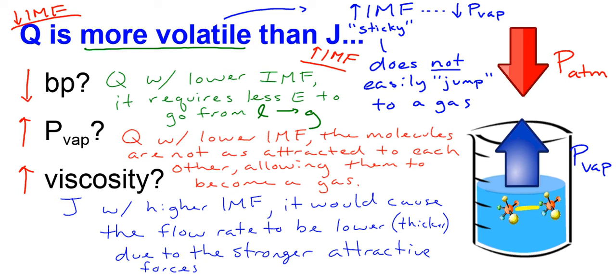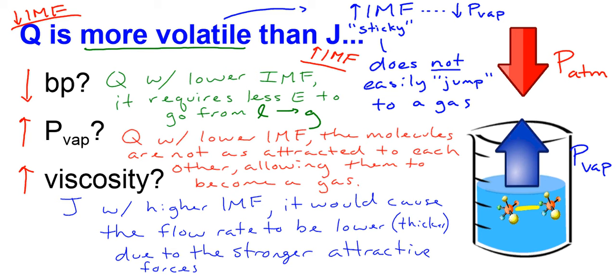And lastly, viscosity. If you want a greater viscosity, that means that a BB or whatever would flow through it slower. It would take longer. The liquid would be thicker. J would be the higher viscous compound, because with a higher IMF, it would have a stronger attractive force. It would cause the flow rate to be slower, which would mean it's thicker due to the stronger attractive forces.